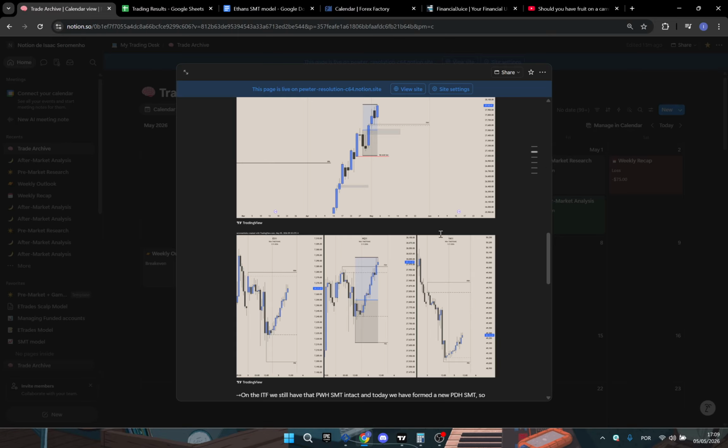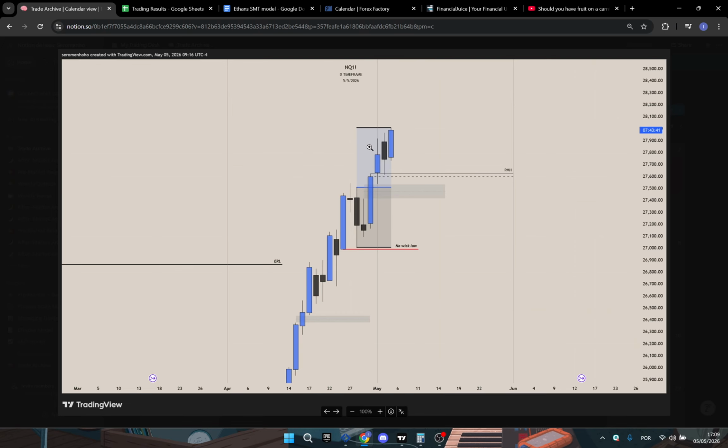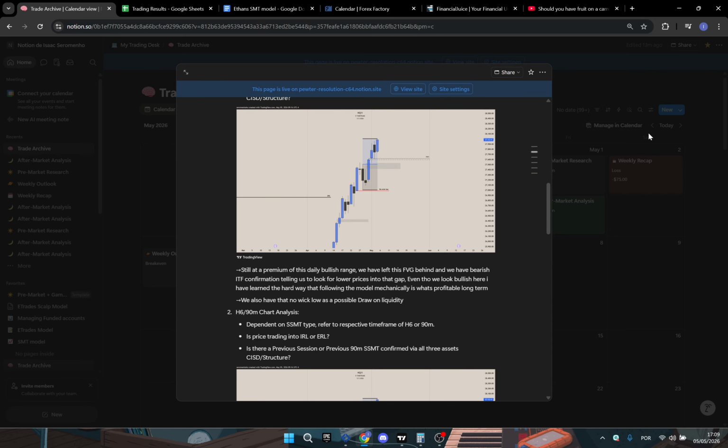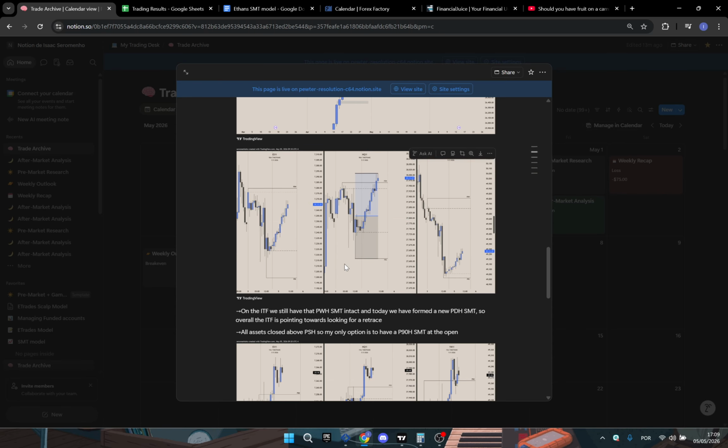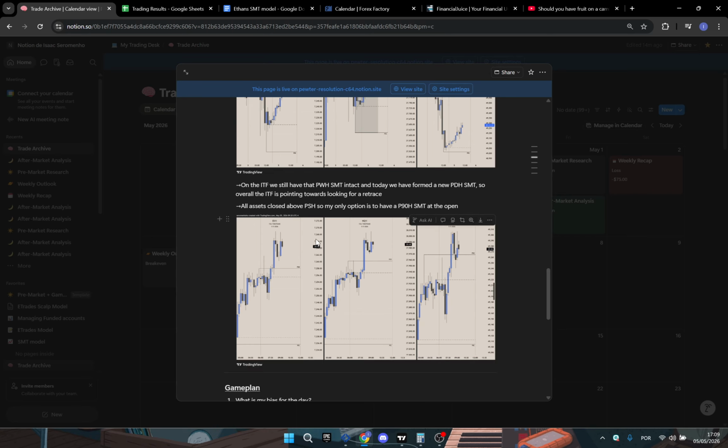So overall, we have a previous week high and a previous day high SMT, which is our intermediate term time frame, and they're pointing to go lower. This makes sense also on the daily because we're at a premium and we have this fair value gap that's been untapped, so we can look for that retracement lower before looking for continued higher prices. So that was basically the plan for today, was looking for lower time frame bearish SMTs.